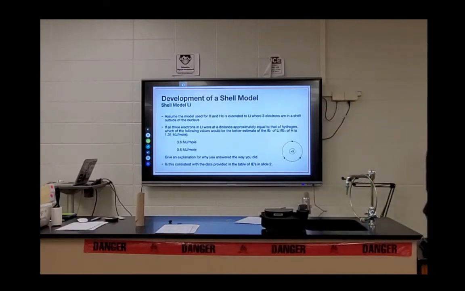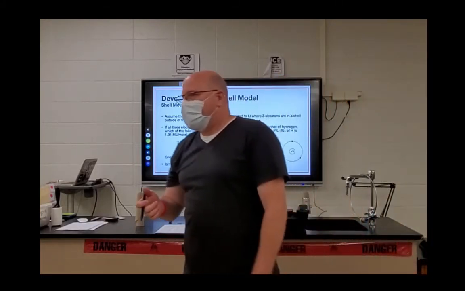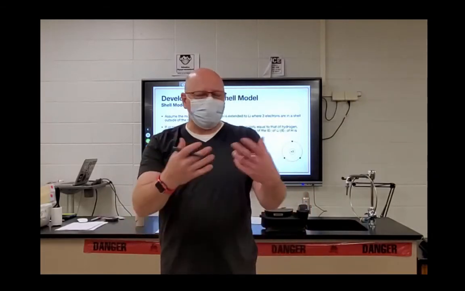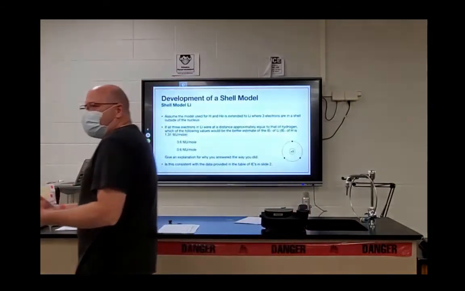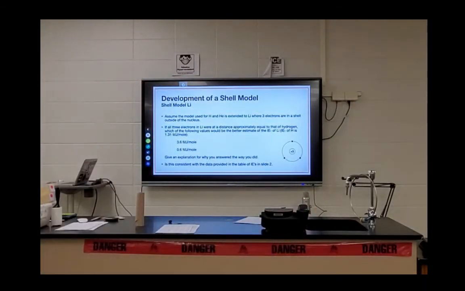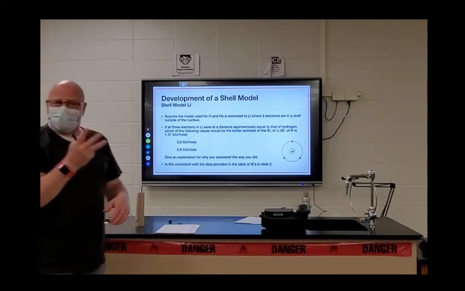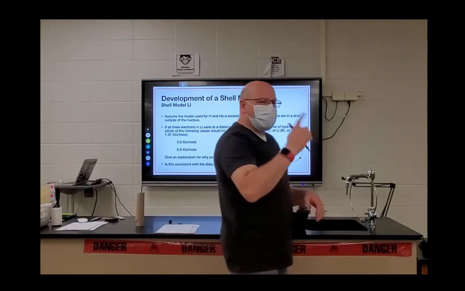So if we're going with a shell model, then in science, you go with what works until it doesn't work anymore. So we have a shell. For helium, it's got 2 electrons in that shell, all right? Lithium's the next element on the periodic table. Let's put that 3rd electron that lithium has in that shell.